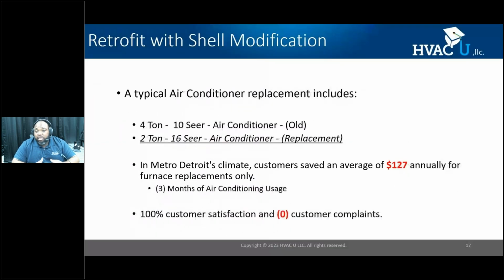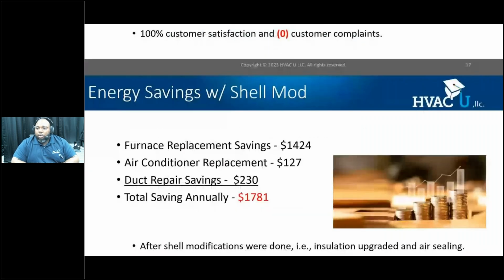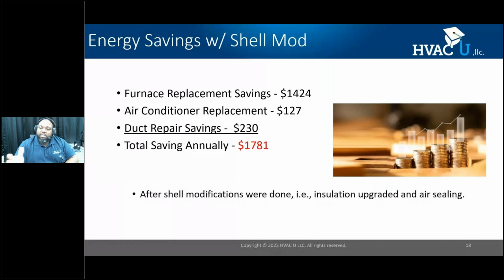For the air conditioning, remember in Michigan, we don't run our equipment all that often in the summertime. Our annual savings went from about $101 to about $127. So the shell actually did contribute to some energy savings. When we add the savings up with the shell modification, we now come up to about $1,781 a year. And that's with the shell modification being done, so that's upgraded attic insulation and air sealing.